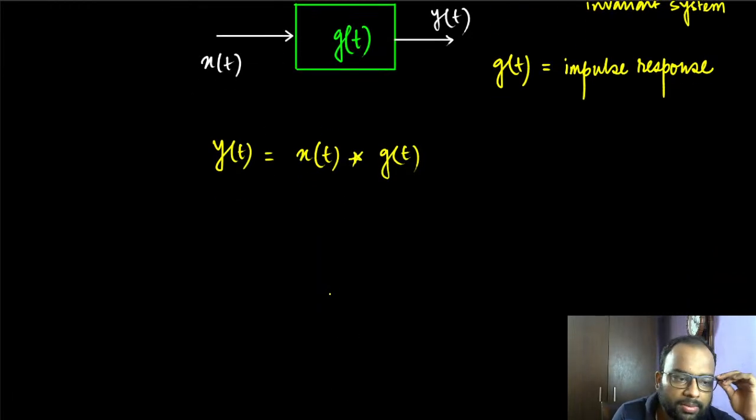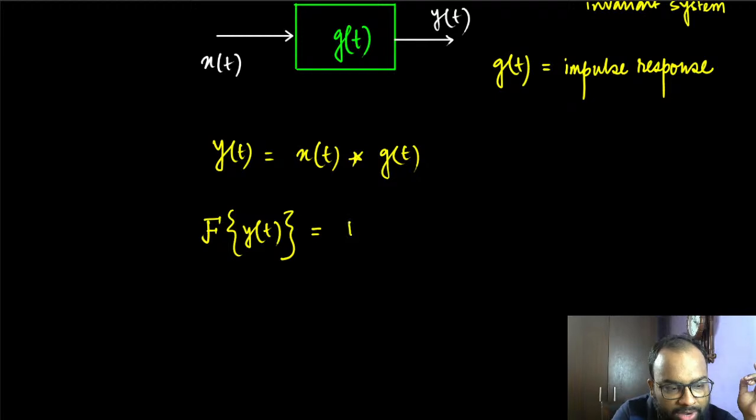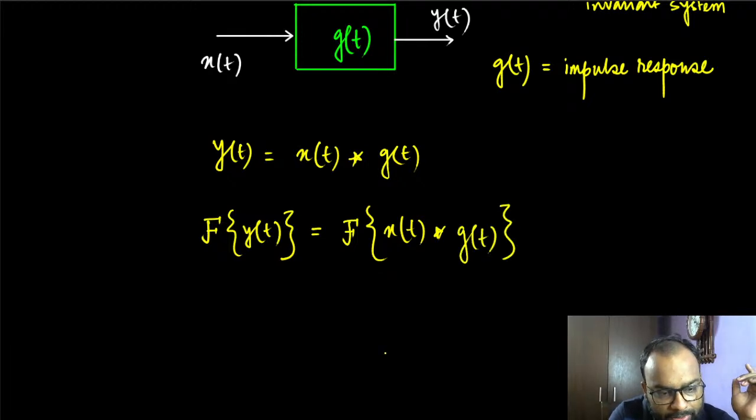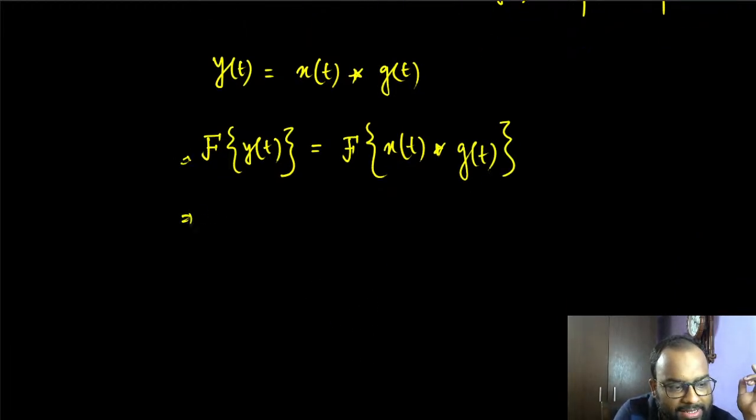And then while studying Fourier transforms, we realized that if we apply the Fourier transform on both sides of this equation, essentially we get the Fourier transform of y(t), and here we get the Fourier transform of x(t) convolved with g(t). Essentially we realize that this is equivalent to the Fourier transform of y(t), which we can write as Y(omega), assuming that the Fourier transform actually exists.